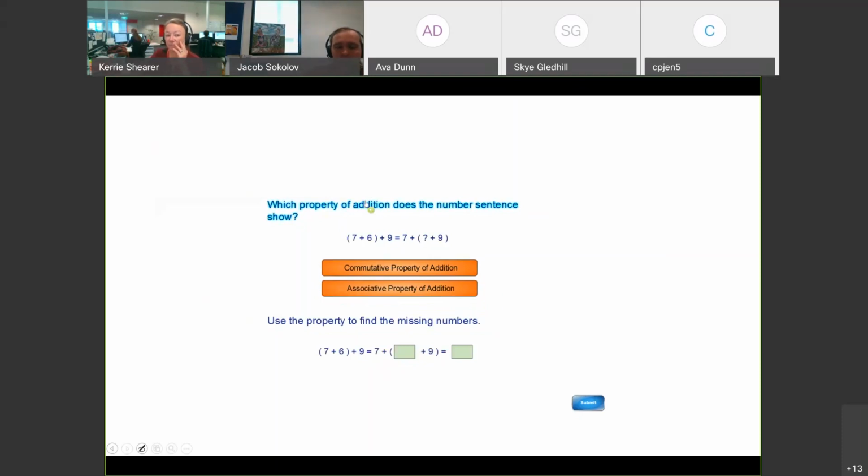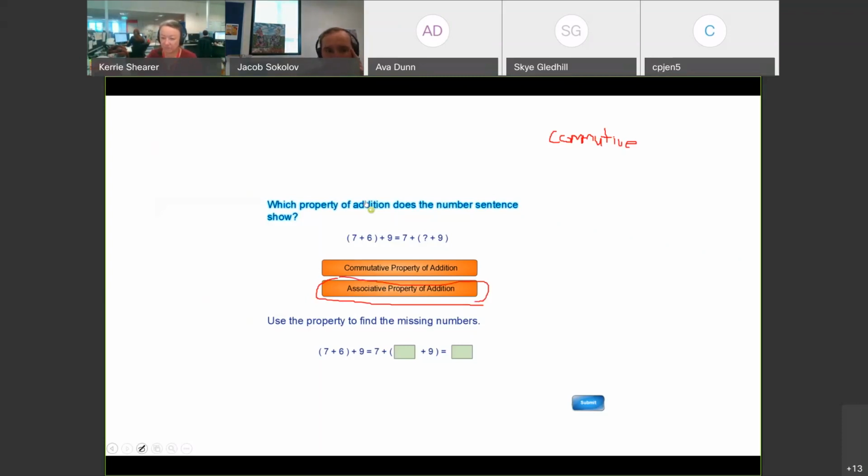All right, what about this one? Does this have brackets, guys? Yes or no? Yes. So if it has brackets, which one would it be? No, not commutative, because commutative just means we're rearranging. So I'll put that on the screen. And associative means we're grouping. Okay, so it'll be associative.